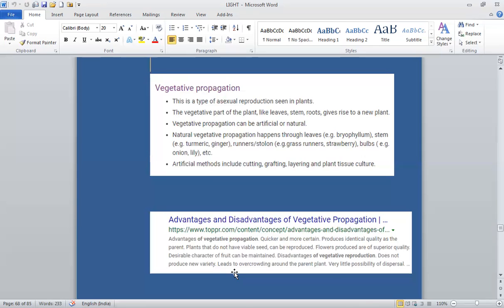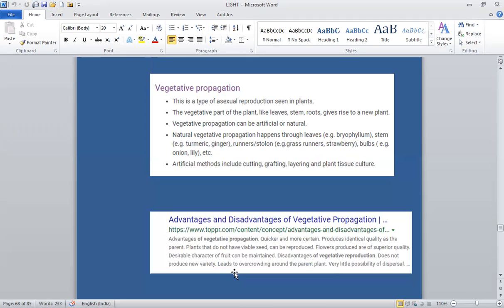Then disease contracted by a plant spreads to its daughters also, to the baby plants also. Then no variation appears in the progeny. Therefore, adaptability to changes in environment decreases. And they have very little possibility of dispersal also.